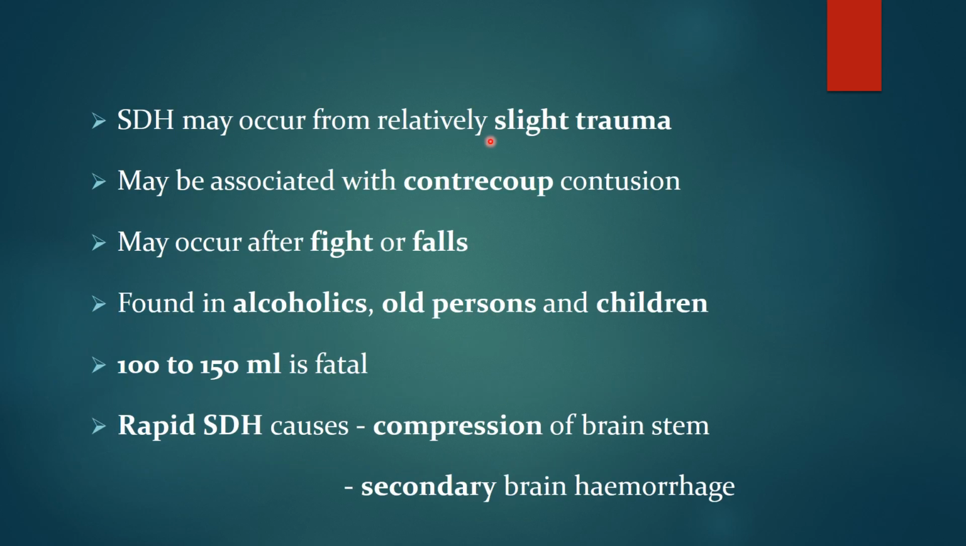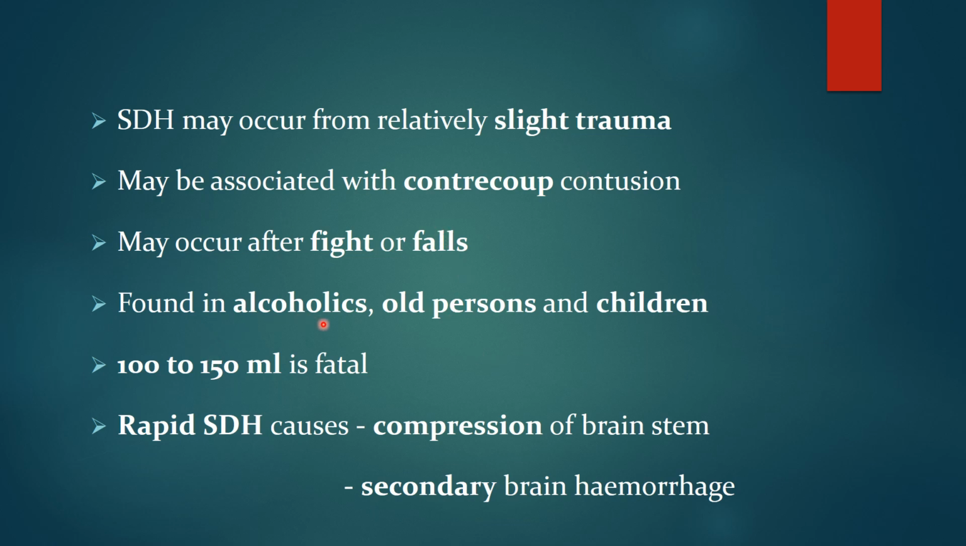So they can occur with relatively slight trauma. So there may not be any skull fractures per se. They can be associated with contrecoup lesions also. That is, there can be an epidural hematoma on the left side, but the subdural hematoma on the right side. So we know that epidural hematoma is always a coup injury. That means the force was applied on the left side, and the subdural hematoma developed as a contrecoup lesion on the opposite side. It can occur in fights or falls.